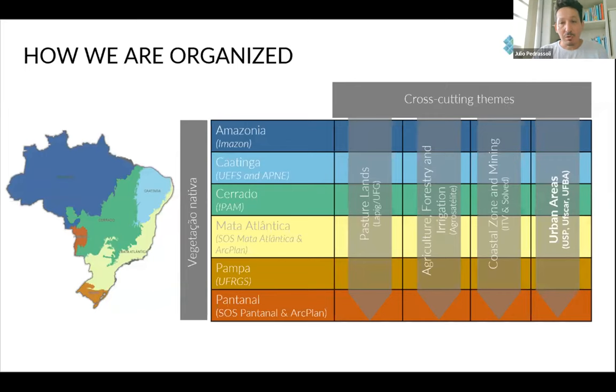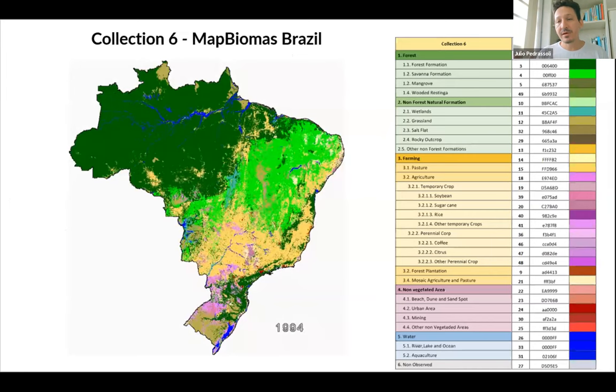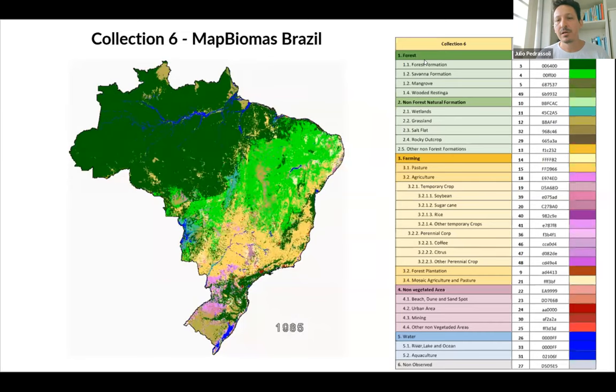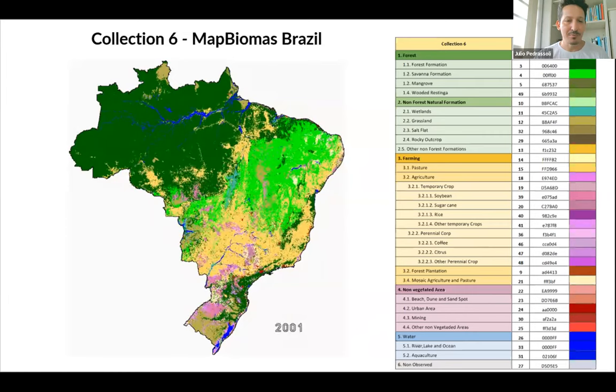And well, we generate maps at three different levels of aggregation. In collection six, we are finishing collection seven right now. Collection six, for example, 85 to 2020, has 27 distinct classes at the highest level of detail, as you can see here in our legend. So this is basically the land use land cover map for Brazil that we produce.